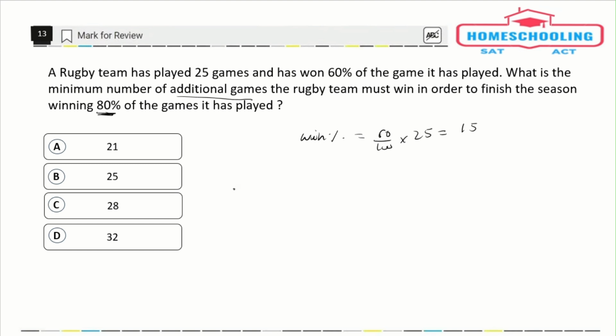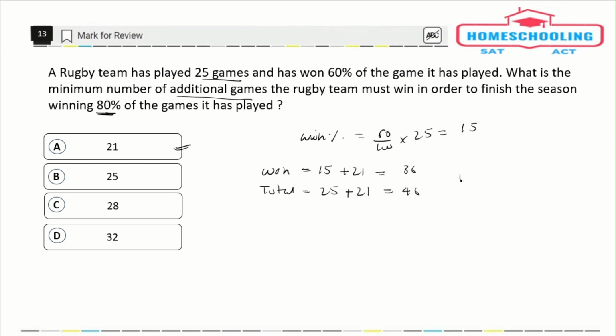So let's take, there are four options. What we're going to do is put all the options in one by one. Let's take option one here. They have won 15, and if they play 21 additional games and win all of them, the total games would be, the initial number of games was 25, so we add 21. So this one would be how much? 36, and this one would be 46.